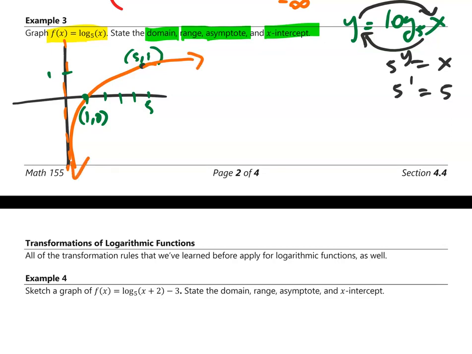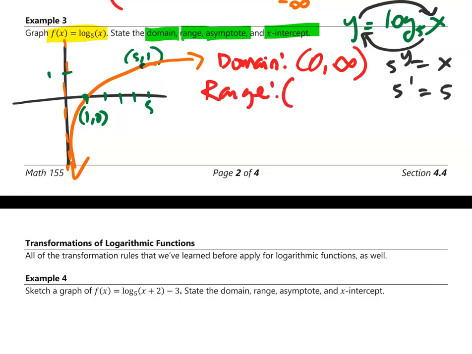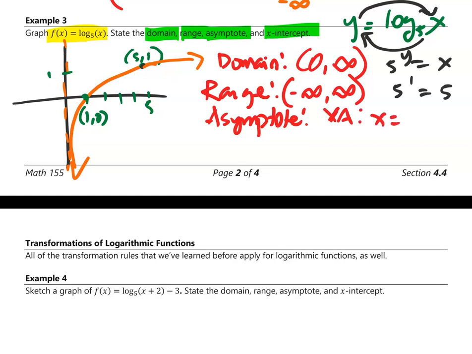Alright, so what is the domain? The domain is, yes, from 0 to positive infinity. Range, yes, from negative infinity to positive infinity. Do we have an asymptote? Yes, we have the vertical asymptote, that is x is equal to 0, and the x-intercept is at (1, 0).